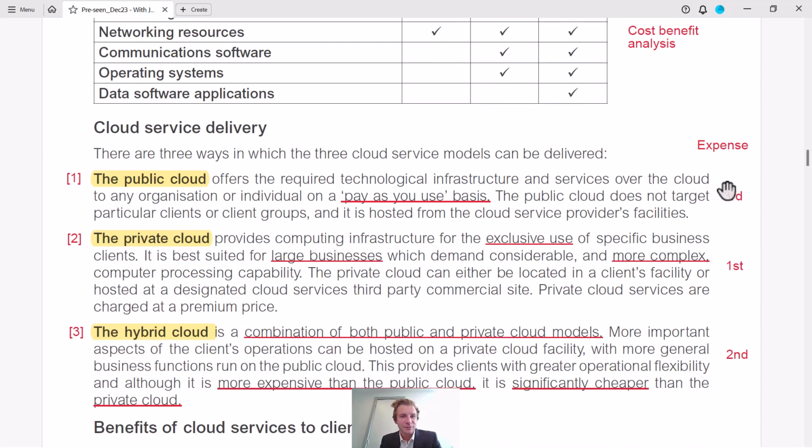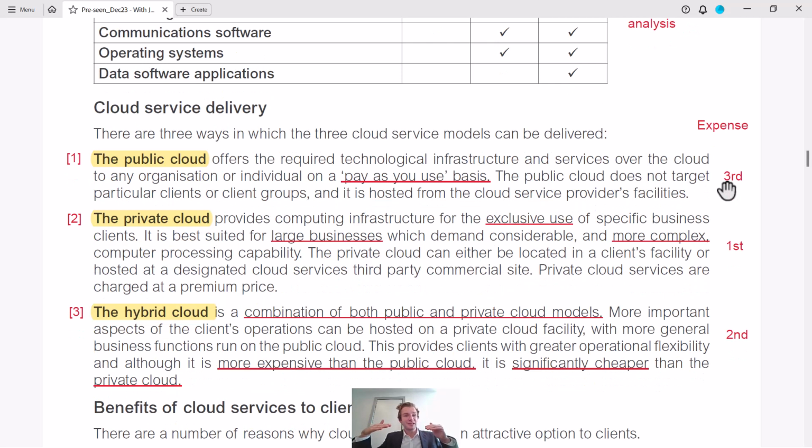Now coming on to this, because you then got to link up the cloud service delivery with those cloud service models. And this is where we have a public cloud service delivery, which is on a pay-as-you-go basis. Again, I'm trying to rank it, put it down in your notes. It's the least expensive. It's number 3 on there for the cheapest. It's pay-as-you-go, bog standard.